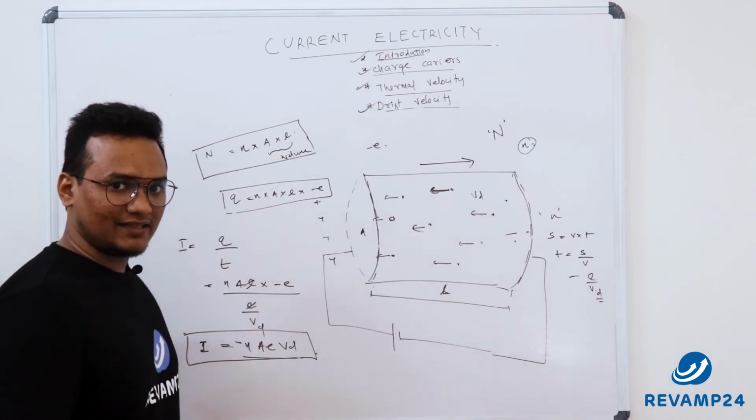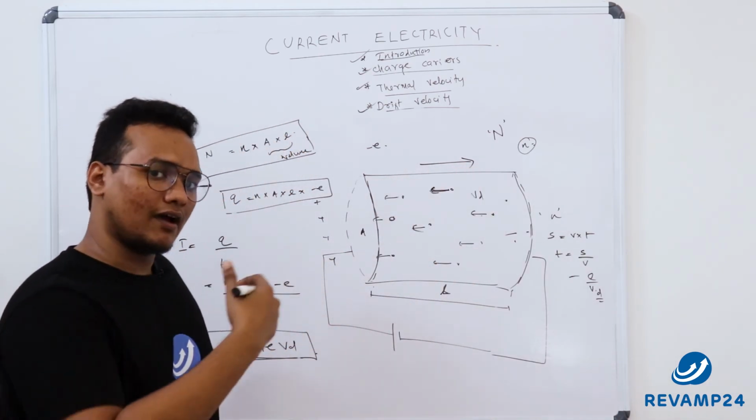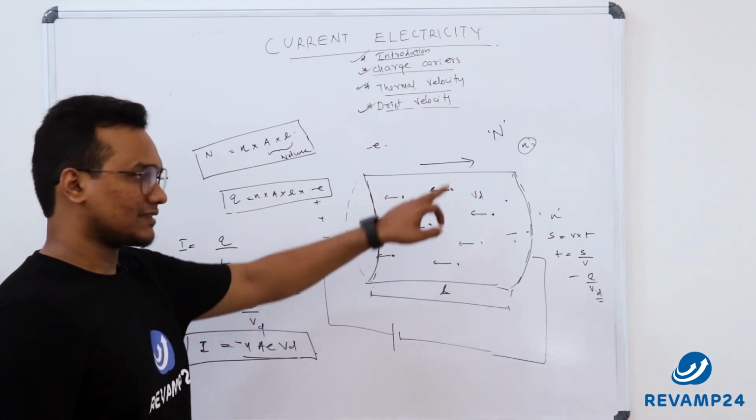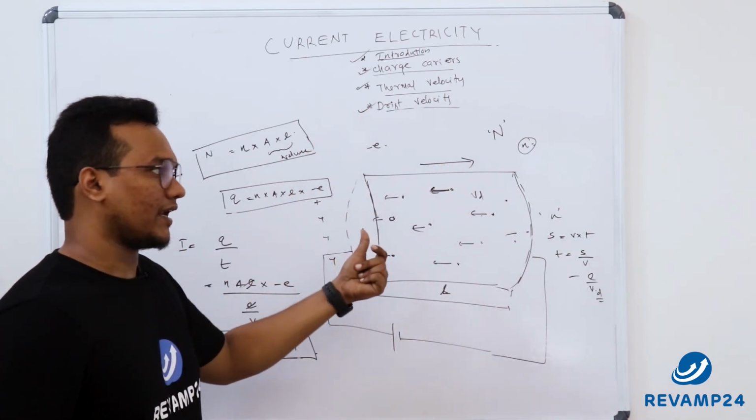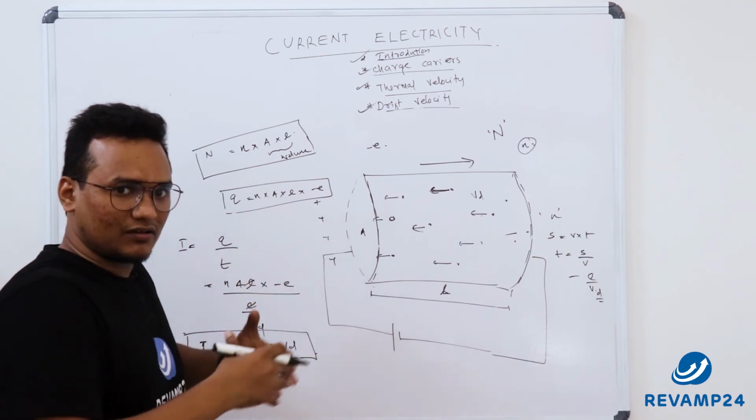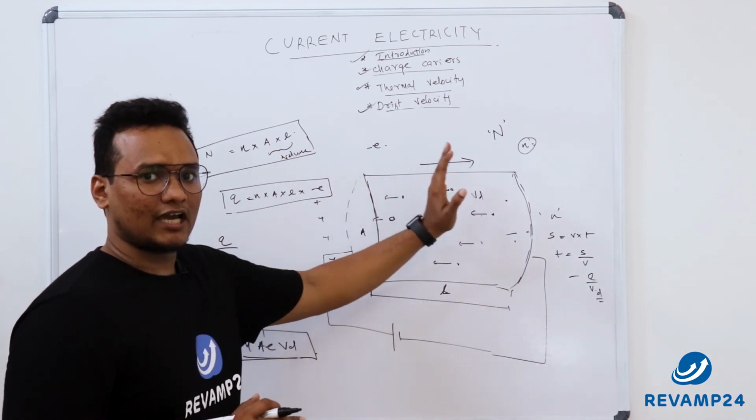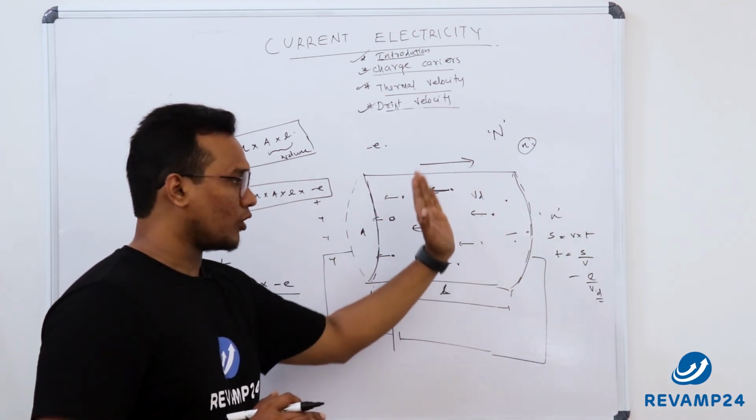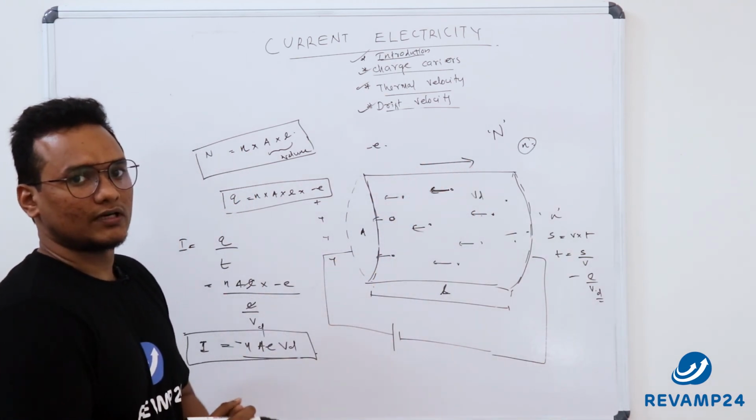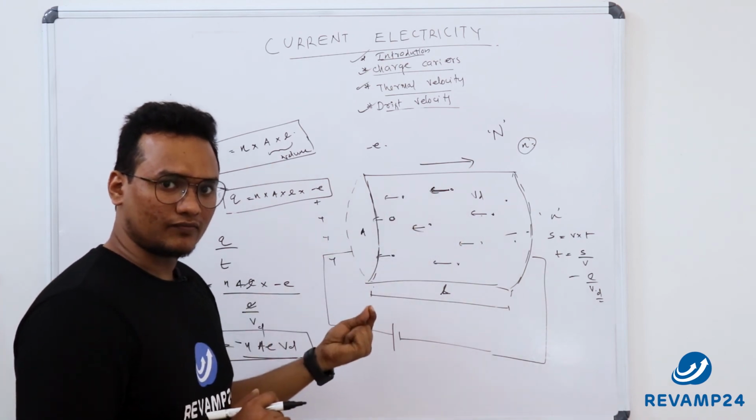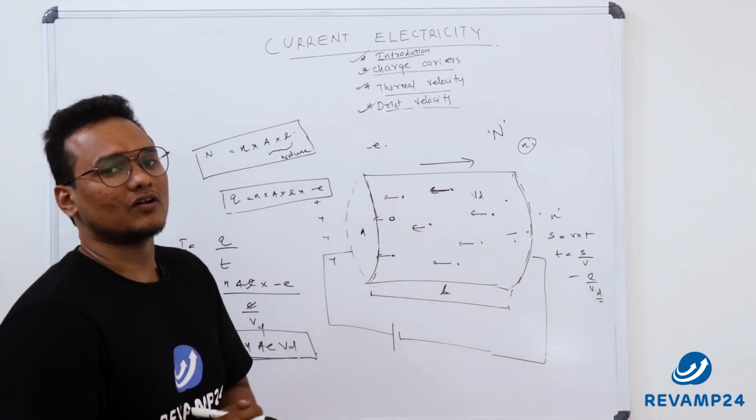But that doesn't mean that current is a vector quantity. I will prove it in the next topic. Current is scalar, but for a flow there will be a direction, right? So the direction of current can be taken as opposite to the direction of movement of electrons, or the direction of drifting of electrons, or basically the drift velocity.